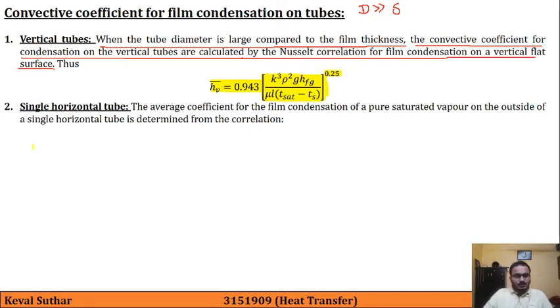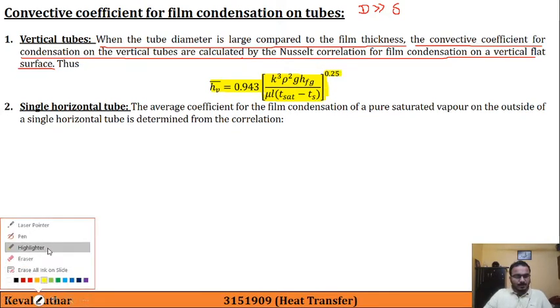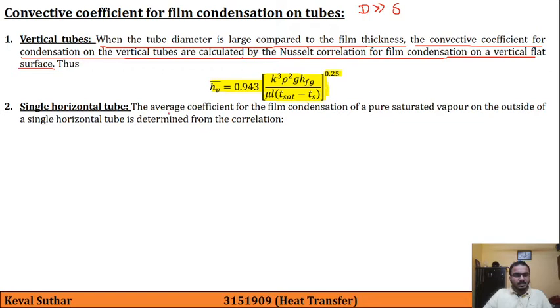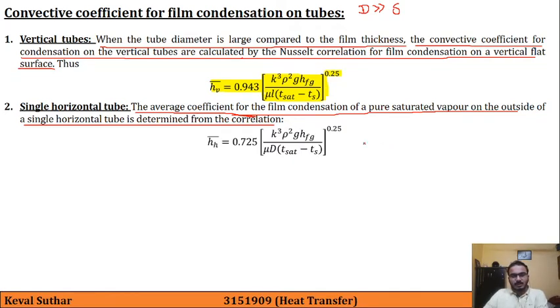Okay, so now the next is single horizontal tube. The average coefficient for the film condensation of a pure saturated vapor on the outside of a single horizontal tube is determined from the correlation given by this formula. What is the difference that we are observing here? First of all, the coefficient has been reduced from 0.943 to 0.725.